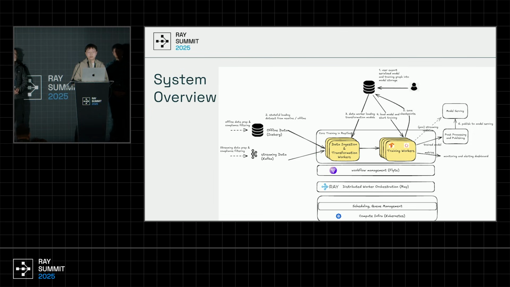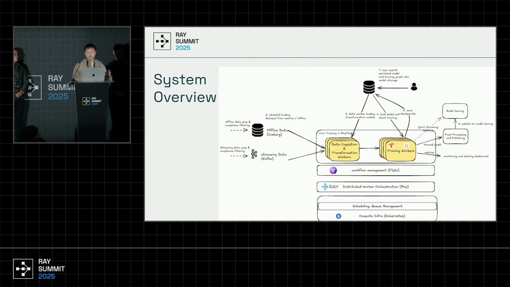Okay, and here is how we are building the online training platform. Our system is built on top of our internal Kubernetes computing infra, and each training job is launched as a Ray cluster managed by our Flyte-based workflow management. In the application layer, we have decoupled the data workers and the training workers, which serve as actors.